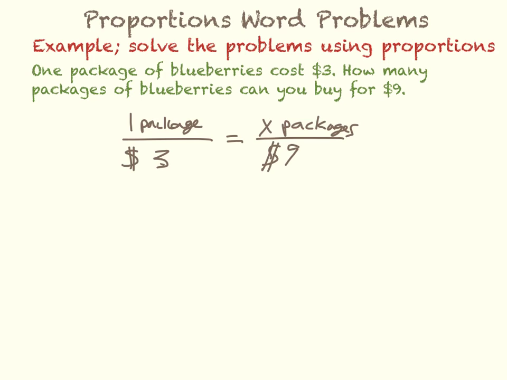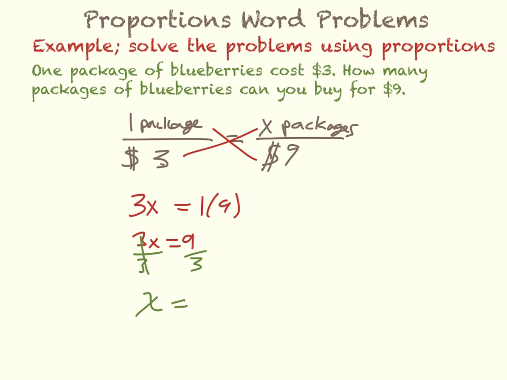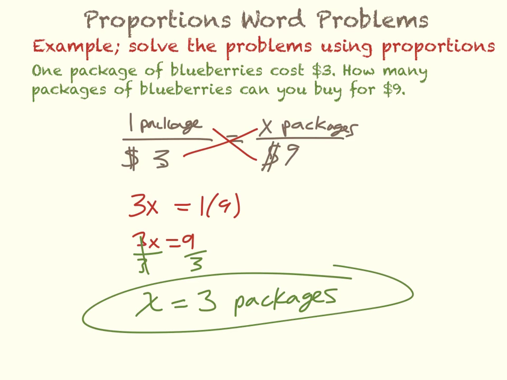Alright, so cross multiply. So I have 3x equals 1 times 9, or 3x equals 9. Then I divide by 3. So x is equal to 3 packages. And that's your final answer.